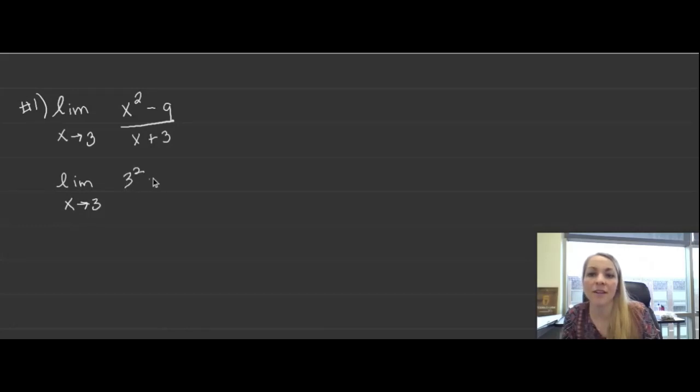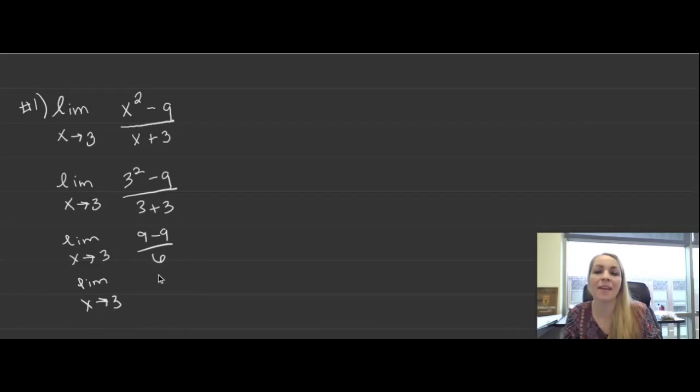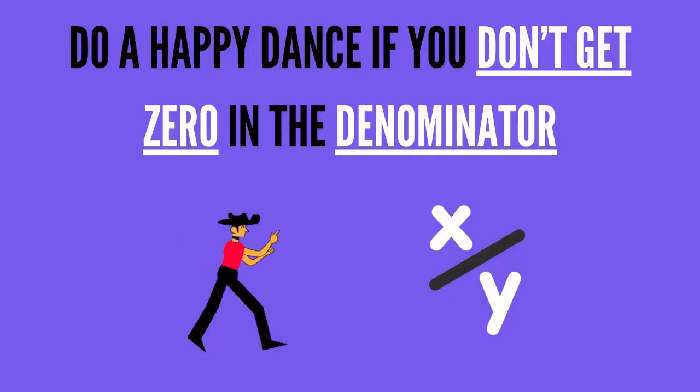Three squared minus 9 over 3 plus 3. So that's 9 minus 9 over 6. And that's 0 on top because 9 minus 9 is 0. And 0 divided by 6 is 0. So the limit as x approaches 3 of this equals 0. Did you do a happy dance? There wasn't a 0 in the denominator.